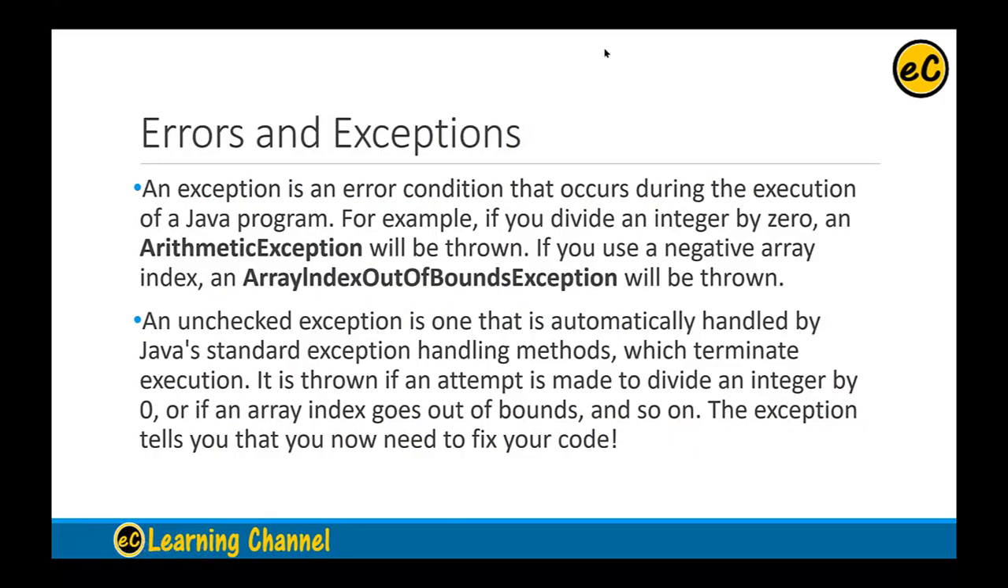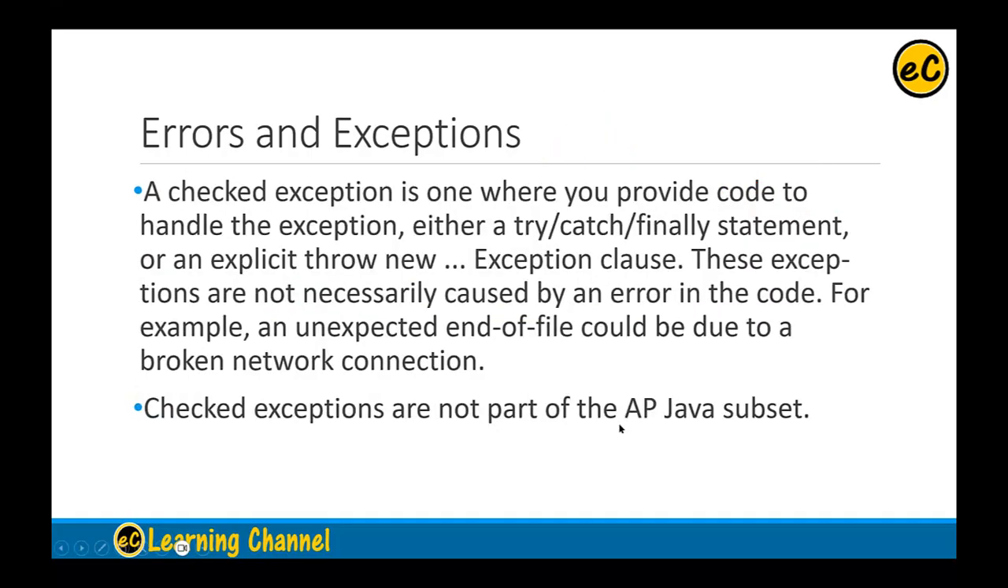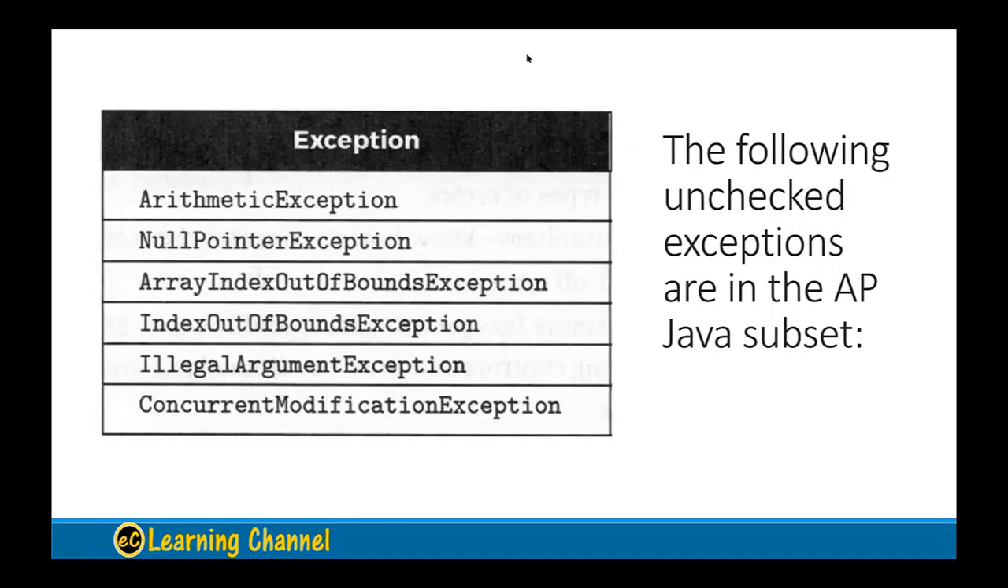A few exceptions you need to know: arithmetic exception, like division by 0, when you use integers and divide by 0. Array index out of bounds: when you have only 3 elements but you access a[3], that will create array index out of bounds, or string index out of bounds. This out of bounds you need to remember. Null pointer exception you also need to know. These are the exceptions that are tested in AP.